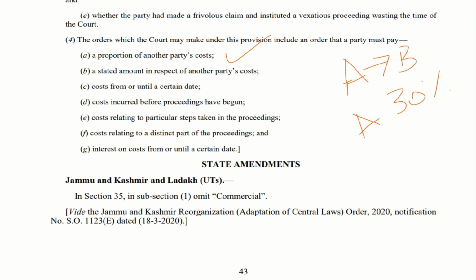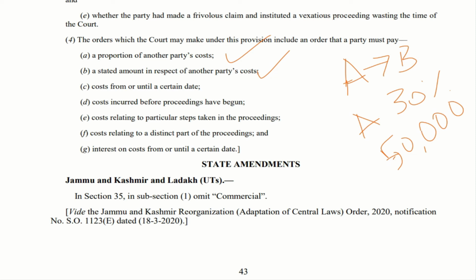In another case, for example, B has spent 1 lakh rupees. So the court will say, out of 1 lakh rupees, the cost which B has incurred, A has to pay, say, 50,000 rupees. Here they will not say the proportion. They will say the amount. This is the second point. Third point, costs from or until a certain date.